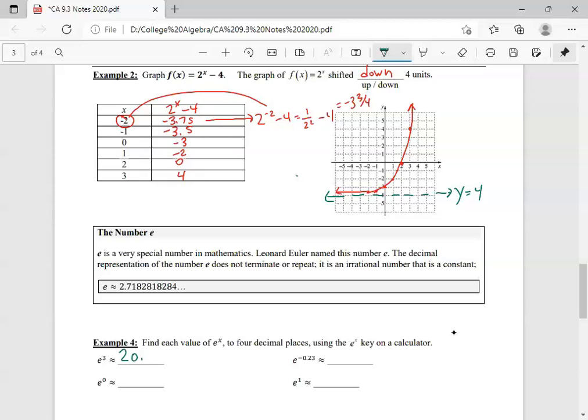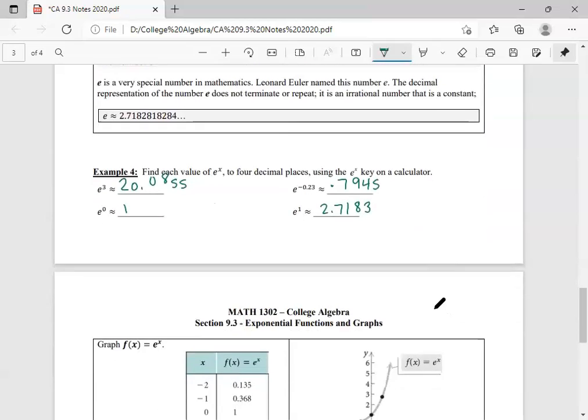So this is what you should be coming up with on this part. 20.0855. E to the 0 is 1. 0.7945 and 2.71. I'm raising this to the first power, so we're just talking about this number right here. 2.718 won't end in a 2, it'll be a 3 if we round it to 4 decimal places. Everybody okay with where you come up with E on the calculator? Okay, because that part's pretty easy.